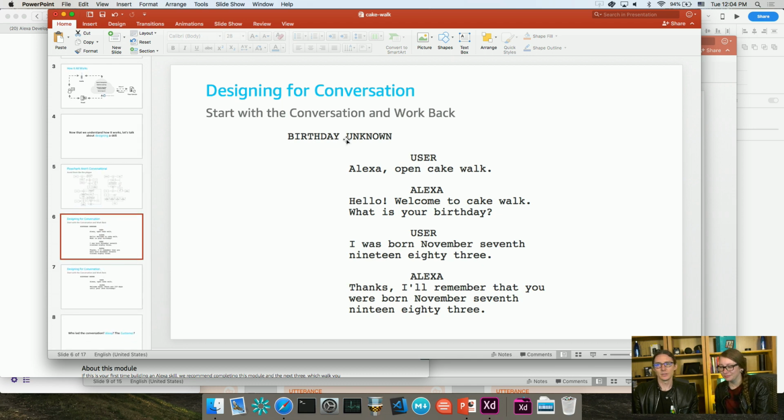Oh, and also you'll notice up here in the script we have birthday unknown. So this is like another indicator for what the situation is. So this is the birthday's unknown, so that means this is the first time the user is interacting with the skill. And so what we've also identified here is we're going to need to remember what their birthday is.